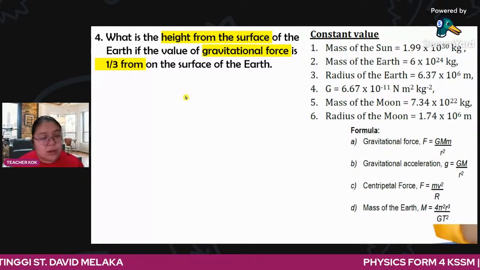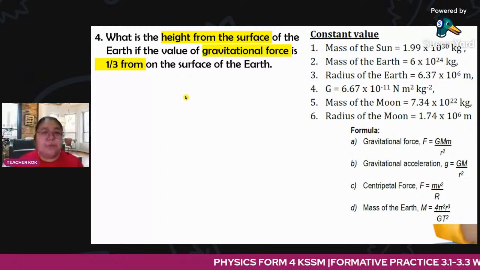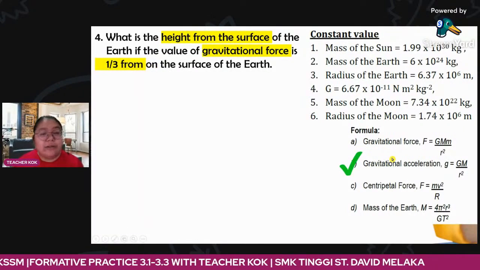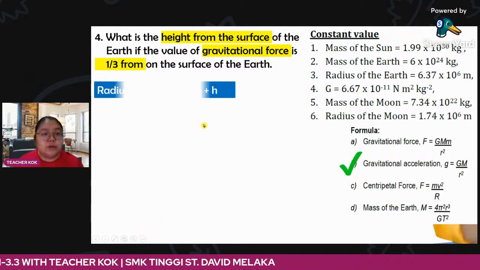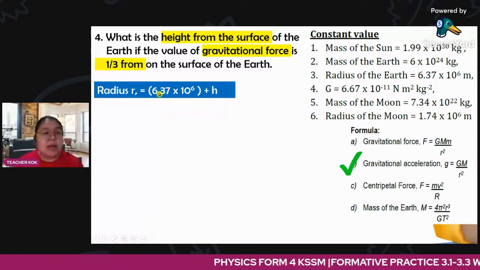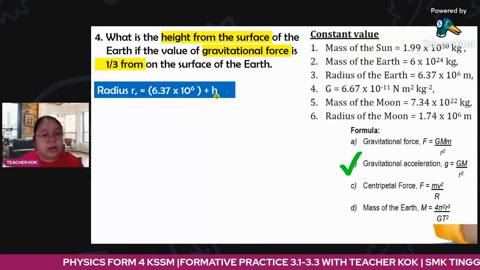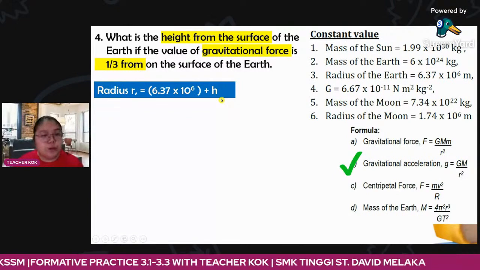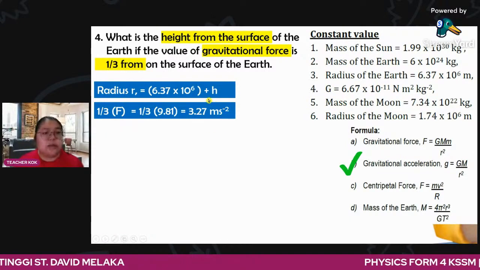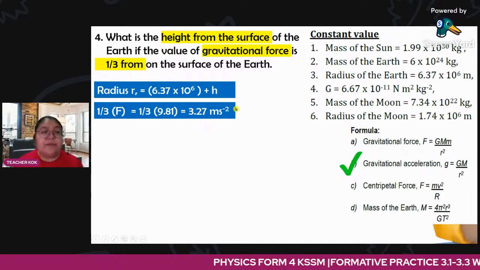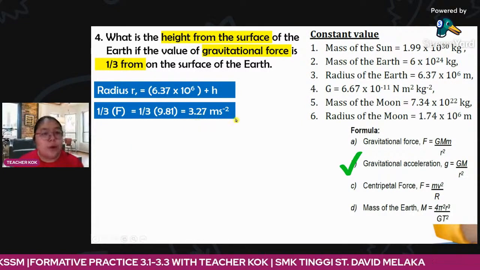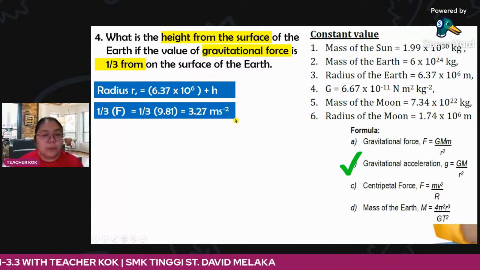From here, I need to show the equation first. I need to find the second equation because they want to find the gravitational force also, but I need to find out the gravitational force of the Earth first. So I am using this equation: radius equal to 6.37 times 10 power of 6 plus h. This h is the location. We do not know your location, so later we need to find this h. So I need to show this first. 1/3 multiplied by the gravitational force from the Earth, which is 9.81. So that means the object further from the surface only has gravitational force 3.27. They want 3.27 only. So from here, I need to apply the equation.